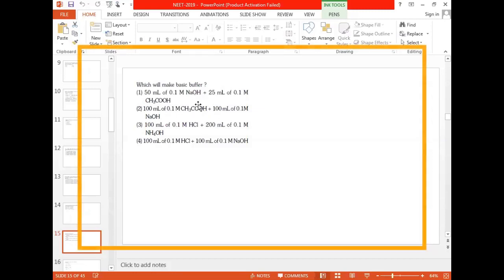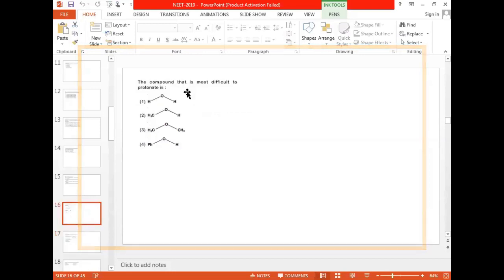If you don't know anything, by looking at the data in the question, immediately we decide on option 4 only, nothing other than that.